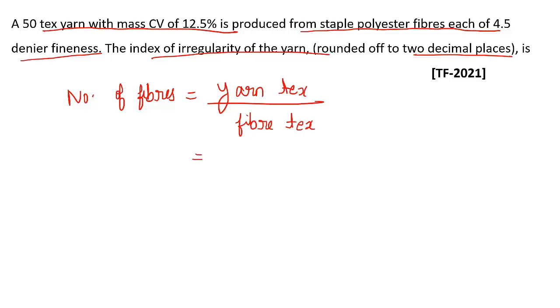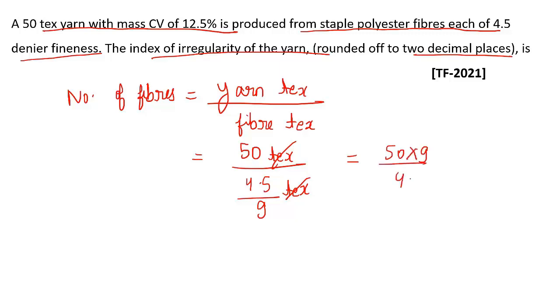Yarn tex is given as 50 tex, and fiber tex is not given in tex, it is given in denier, so we have to calculate this in tex. So 4.5 upon 9, tex to tex gets cancelled, and the number of fibers will come out to be 50 into 9 upon 4.5, which solves to 100. The number of fibers will come out to be 100.